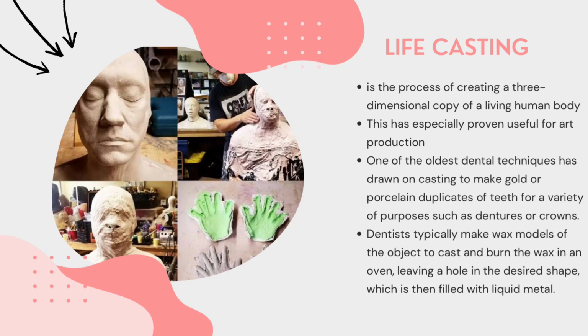One of the oldest dental techniques has drawn on casting to make gold or porcelain duplicates of teeth for a variety of purposes, such as dentures or crowns. Dentists typically make wax models of the objects to cast and burn the wax in an oven, leaving a hole in the desired shape, which is then filled with liquid metal.